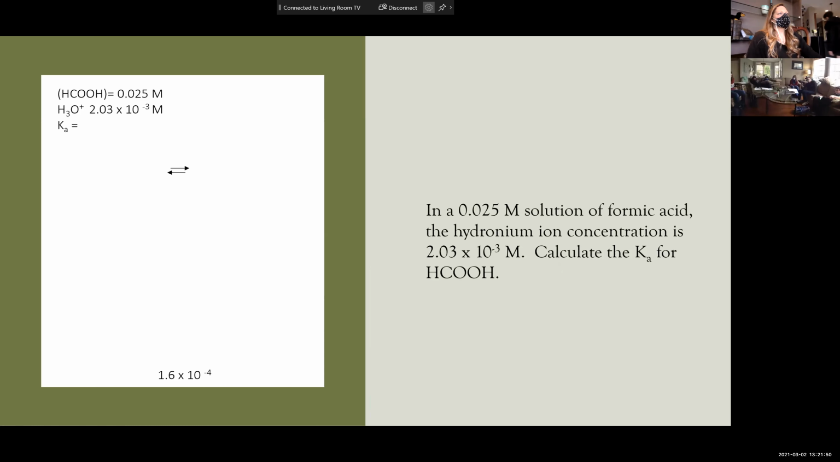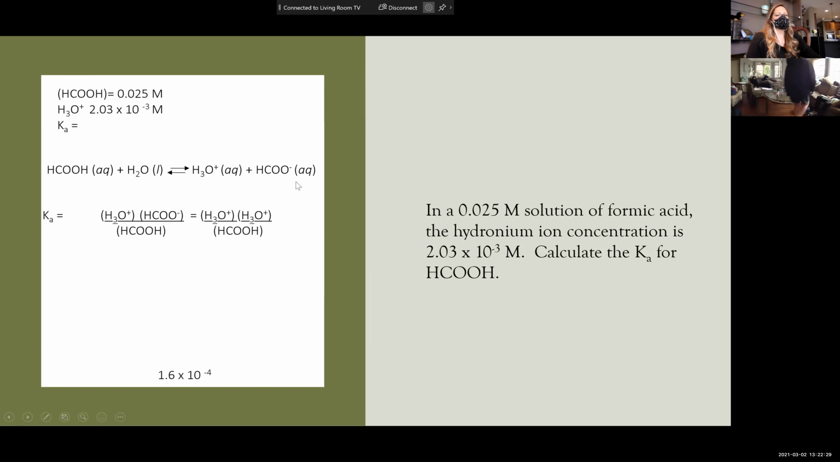So here's how we get it. Here we are with our 0.025 molar. Basically, you have formic acid, not vinegar. So you have your formic acid and your water, and it breaks down into your hydronium. We kind of did that correctly. We did think this, we just didn't know why.